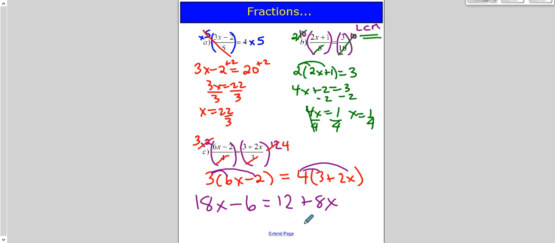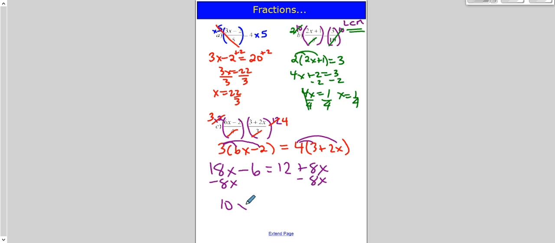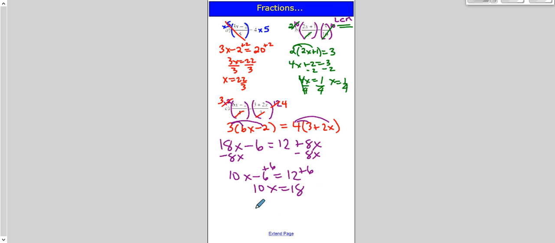And then from here, I'm going to move all my x's onto one side. So I'm going to subtract 8x from both sides. 10x minus 6 equals 12. Add 6, add 6. 10x equals 18. Then divide by 10, divide by 10. So x is equal to 18 over 10. That can reduce down to 9 over 5. I can divide both these by 2, which would give me 9 over 5.